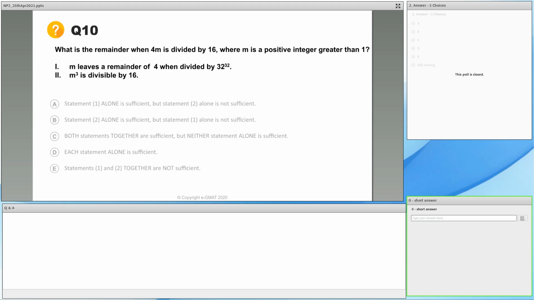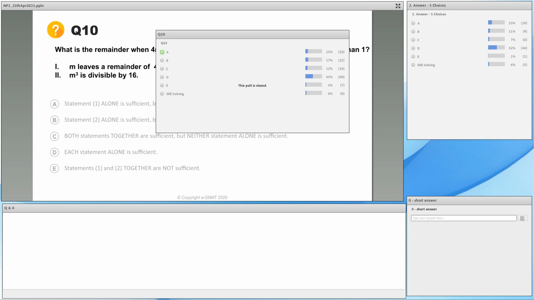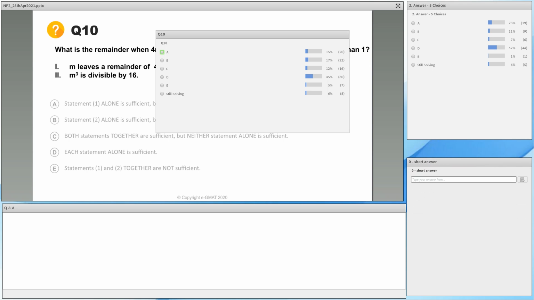Good job. Let me broadcast the results and let's bring our comparison. How did we do the last time versus how did we do this time? So what is the correct answer, guys? What do you think is the correct answer? I like that confidence. So D is the correct answer.